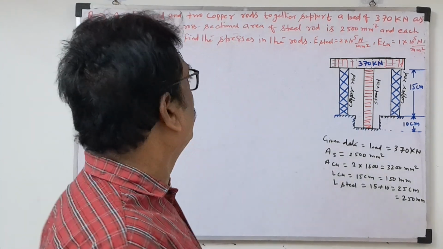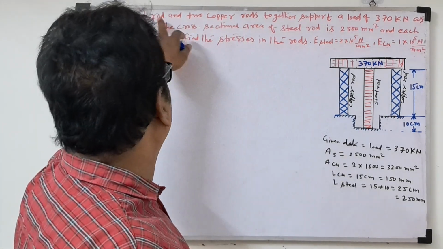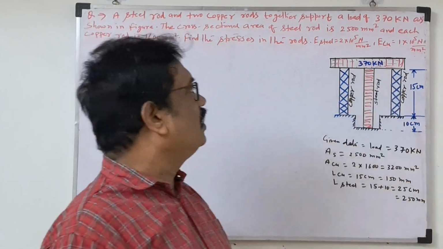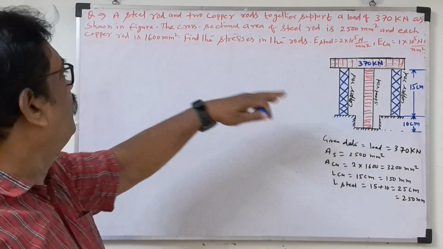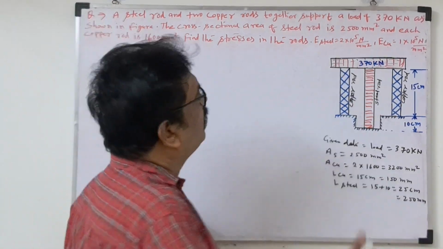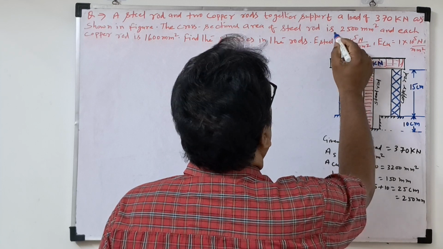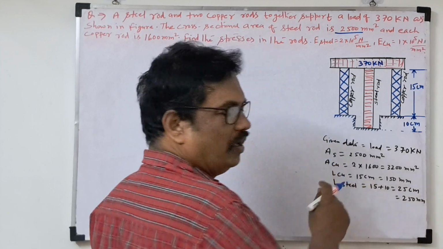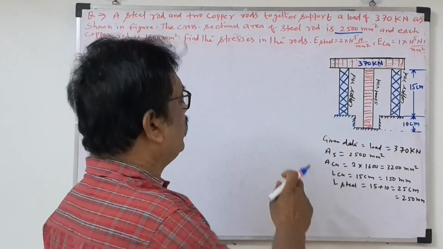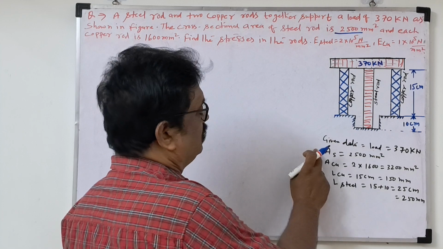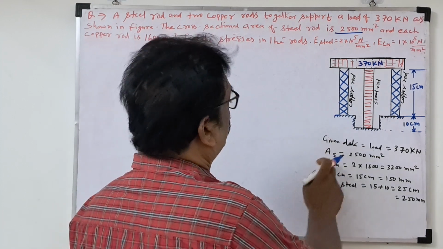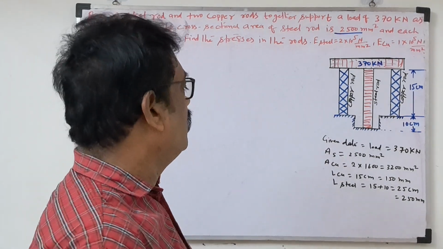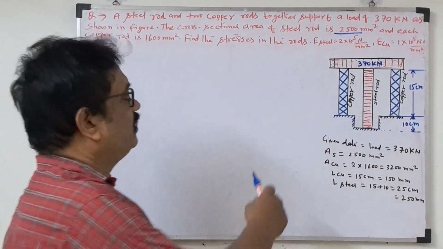What is given here? A steel rod and two copper rods together support a 370 kilonewton load, as shown in the figure. The cross-sectional areas are given. The symbol AS is the cross-sectional area of the steel. In exams you have to write the full name, area of the steel or cross-sectional area of the steel, and cross-sectional area of the copper. I wrote only symbols here, but in the exam you have to write the full name.